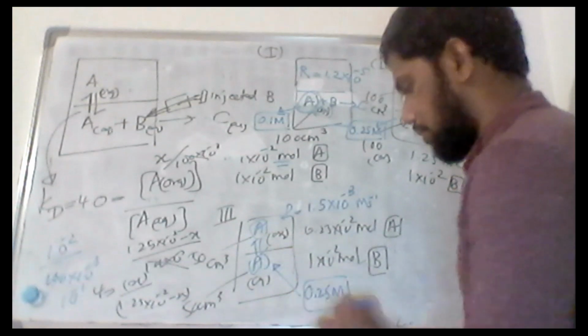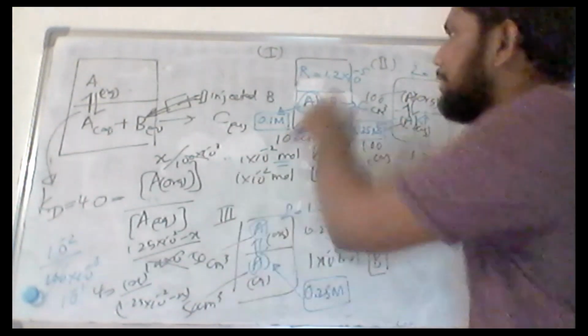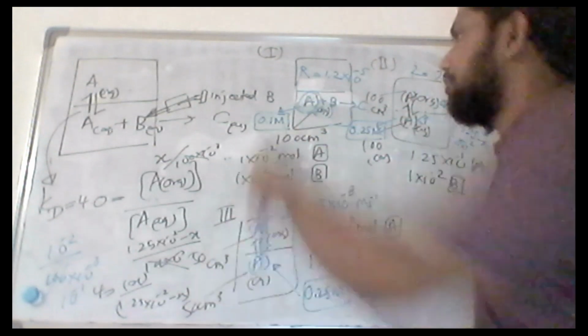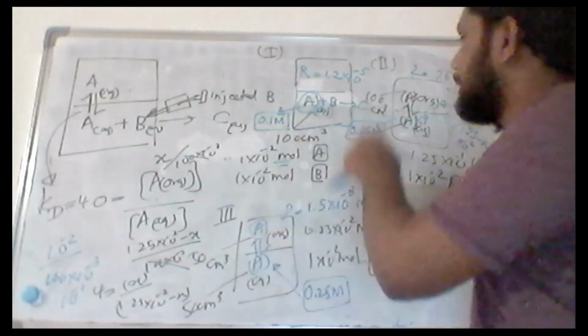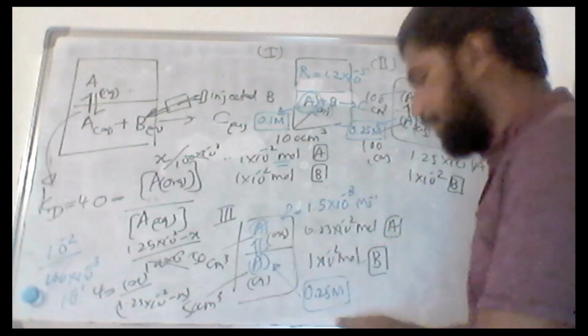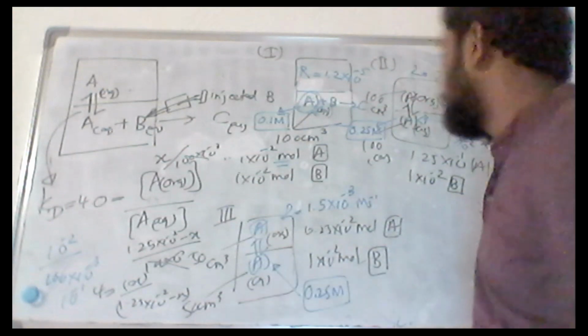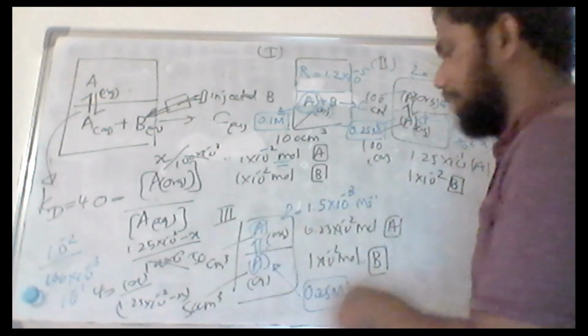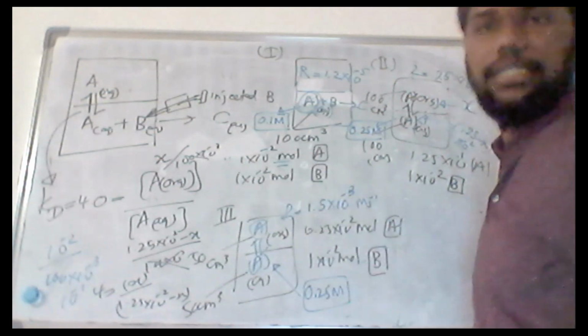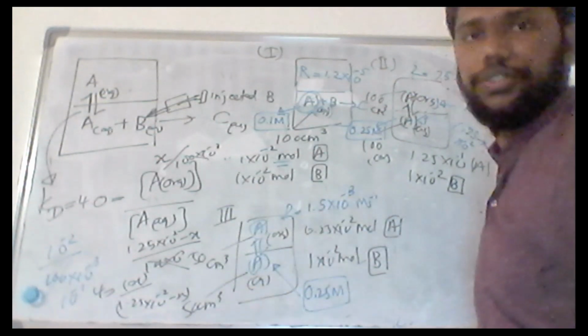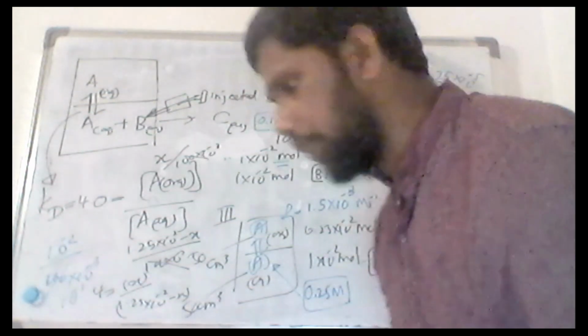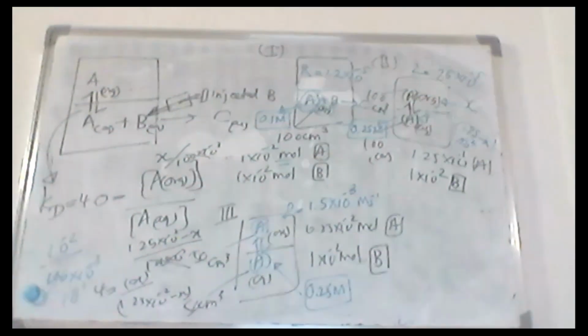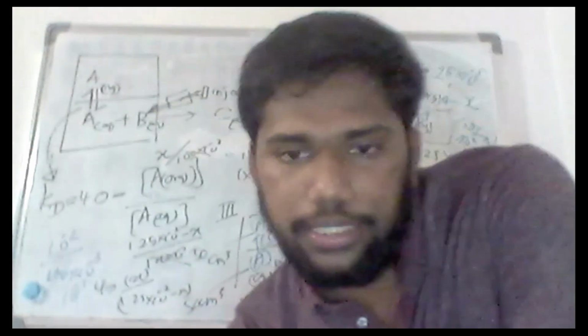So you have to understand, in the first experiment, my initial concentration of A is 0.1. In the second, it is 0.25. In the third, it is still 0.25, although the volume is reduced, because I have used a different amount of A. That is why the concentration is the same when the volume is changed, right? So we can do that question, the first part of that question. Then we will discuss the second part.